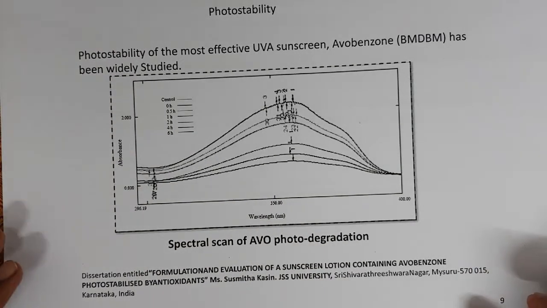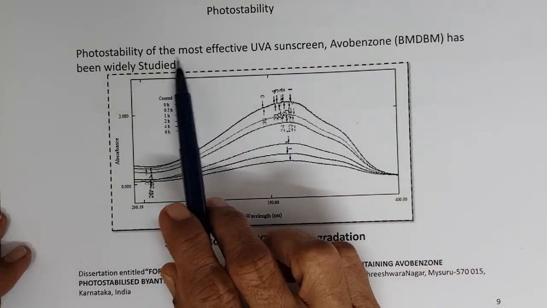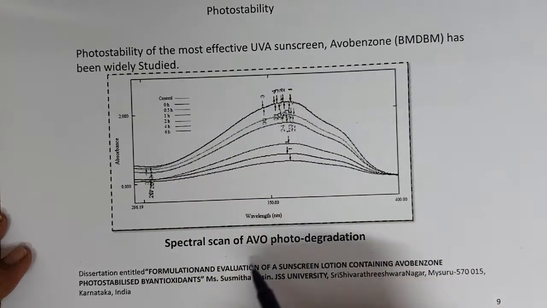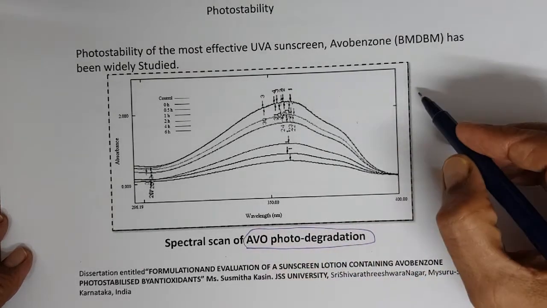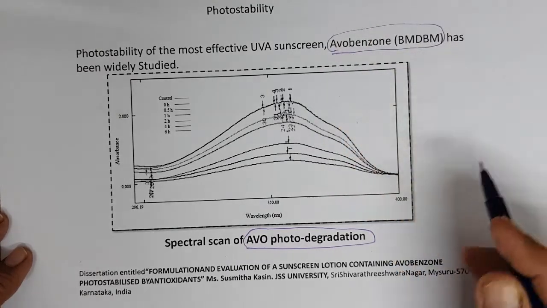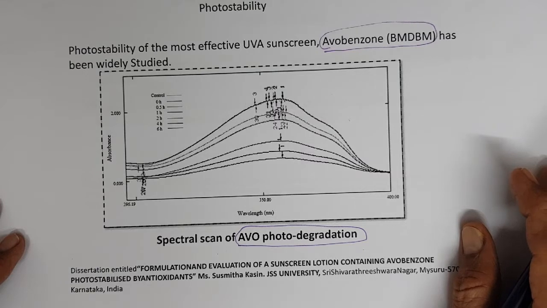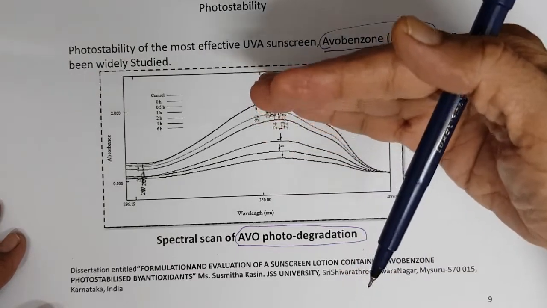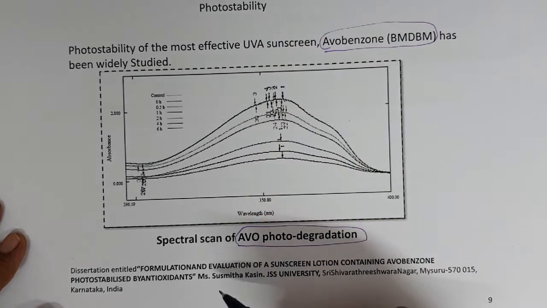Photostability. This is a work where specifically avobenzone, a very, very potent UVA sunscreen, is notoriously highly photounstable. Right? So, how the efficacy drops on exposure to sunlight.